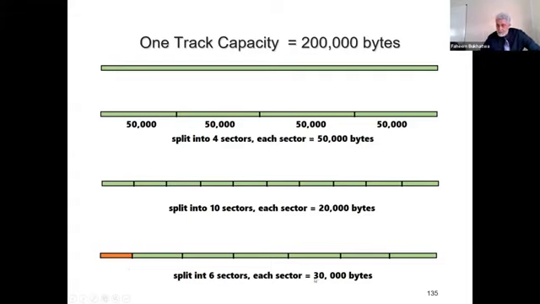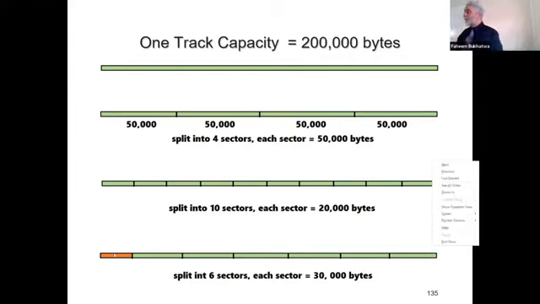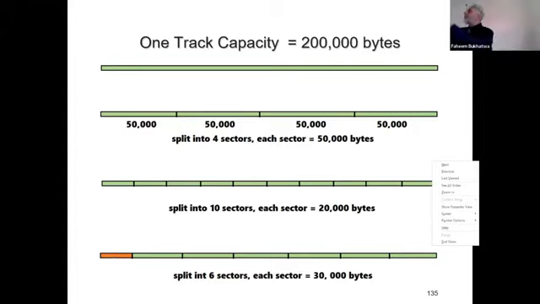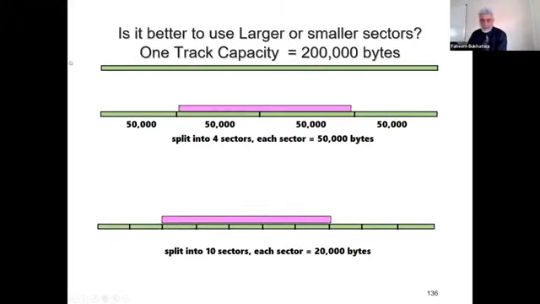Okay, we split this into 30,000. That's 30,000, 60, 90, 120, 150, 180. So the whole thing is 200,000. We're only using 180 out of it. That means in this track, we are losing 20,000 bytes. Okay, that's one track. How many tracks do we have? Every track we are losing 20,000. So you need to be careful with this one. This is how you calculate the wasted space on a hard disk.